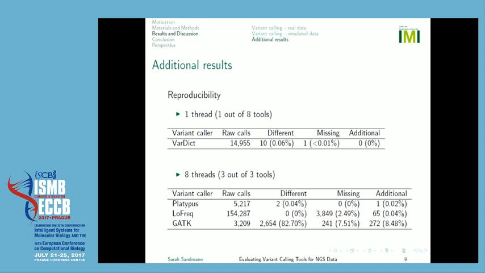However, in case of multi-threading, worst performance was unfortunately GATK, where we had 82.7% of the calls with different quality parameters. This was quite alarming, as GATK recommends filtration on the basis of these parameters. We have roughly 7.5% missing calls and almost 8.5% additional calls. And these numbers were roughly comparable for both data sets.